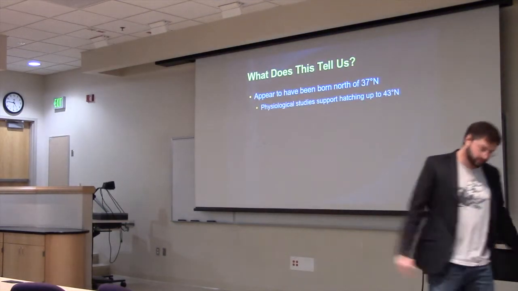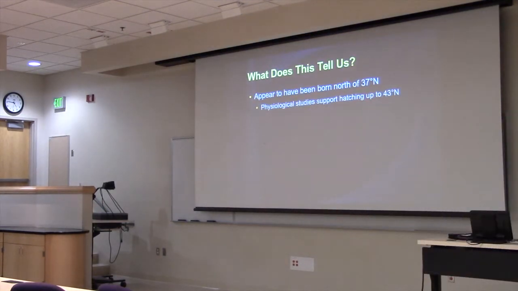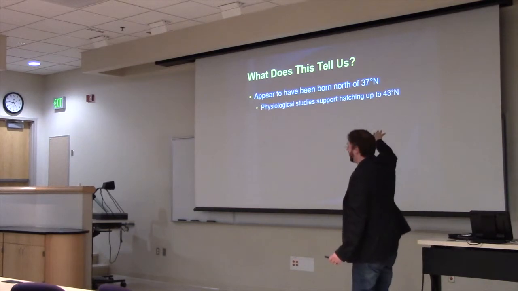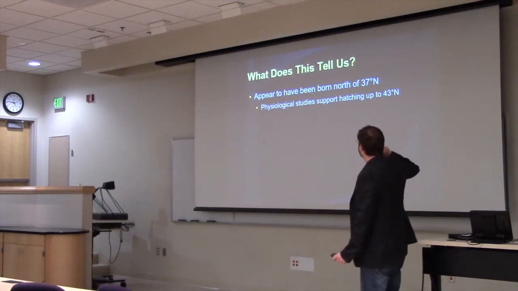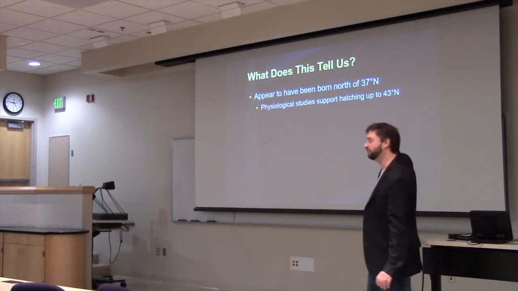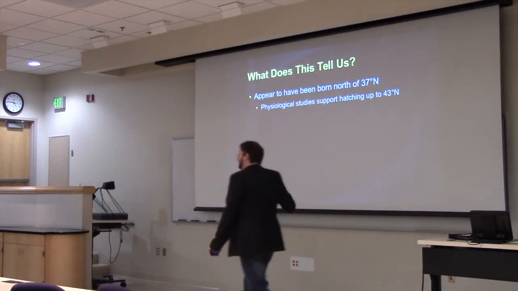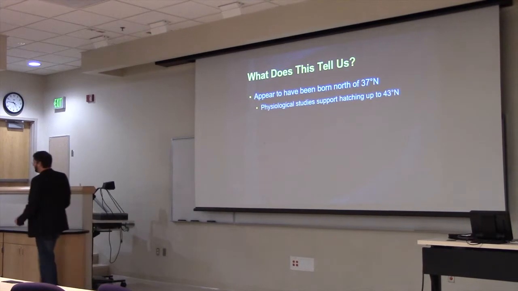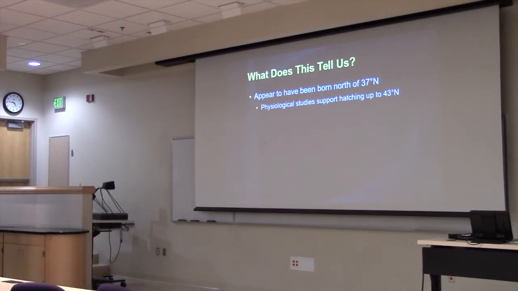So altogether, what is this telling us? First off, they appear to be born north of 37 north. And physiological studies, especially slightly offshore, appear to support hatching of up to about 43 north. So there's a window in there that at least matches the stable isotope signatures that we're seeing here. And we can at least hypothesize they may be being born up here.